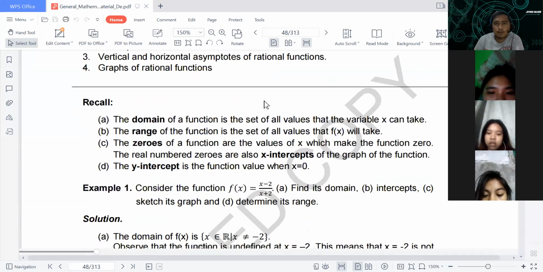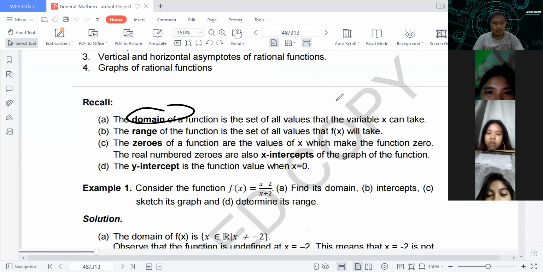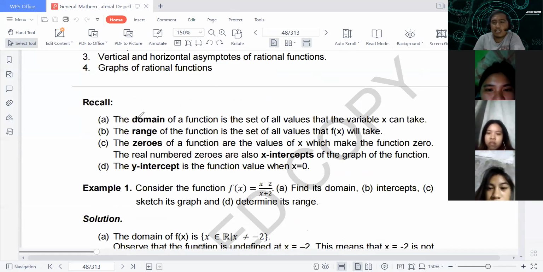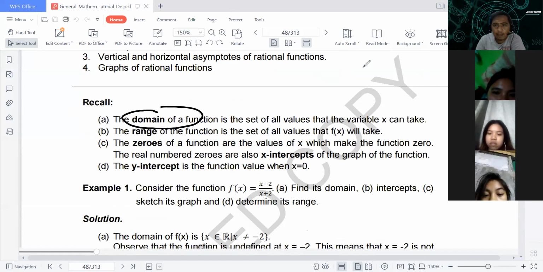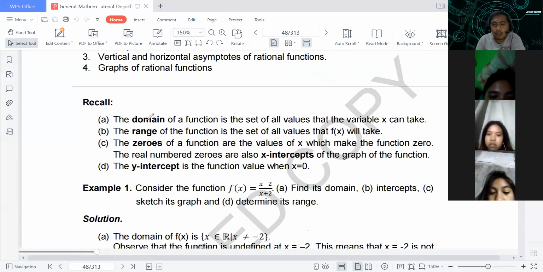First, we should recall what a domain is. I think you know it already. We already discussed that. Domain is the set of values that can make your function defined. Those are the possible values of x, which will be called the domain. And I will be giving you the procedure later on how to find the domain of a given function.